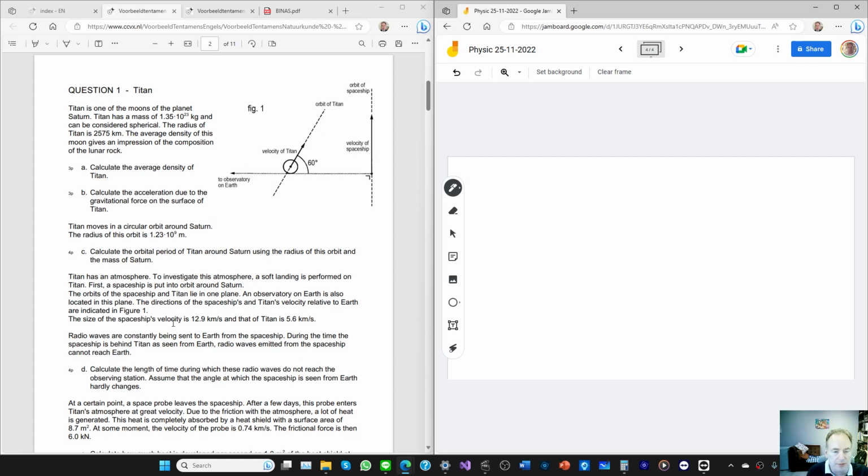The size of the spaceship's velocity is 12.9 here, and Titan's is also given here. Then radio waves are constantly being sent to Earth from the spaceship. During the time the spaceship is behind Titan, as seen from Earth, radio waves emitted from the spaceship cannot reach Earth. Calculate the length of time during which these radio waves do not reach the observing station. Assume that the angle at which the spaceship is seen from Earth hardly changes.